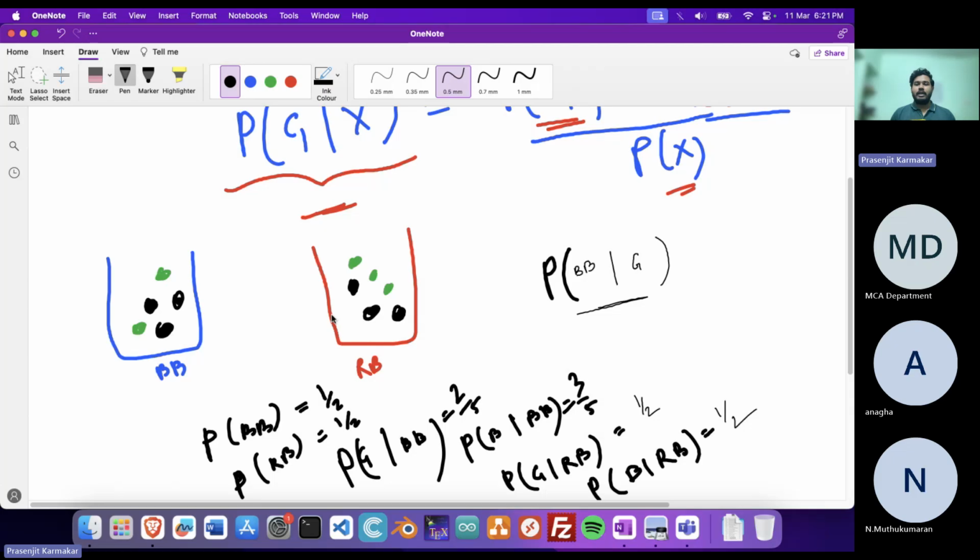So here comes the Bayes theorem. Bayes theorem tells us what? I can represent the same thing as a multiplication of similar terms, P of G given BB times P of BB, divided by P of G. Got it?